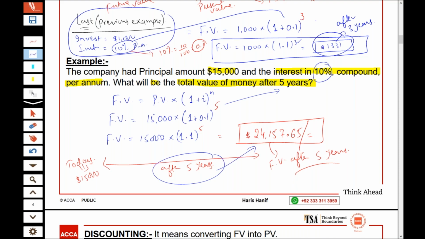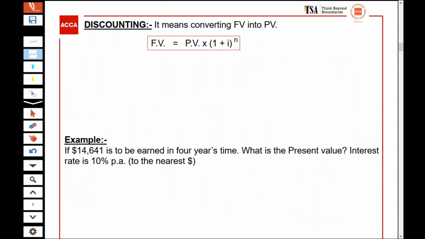Now, it quite may be possible that you may be having a reverse calculation, and obviously it will be happening. See, the next process is the discounting. Discounting means converting future value into present value. Discounting is a reversal. That means we have to adjust this formula. Now I need to calculate present value.